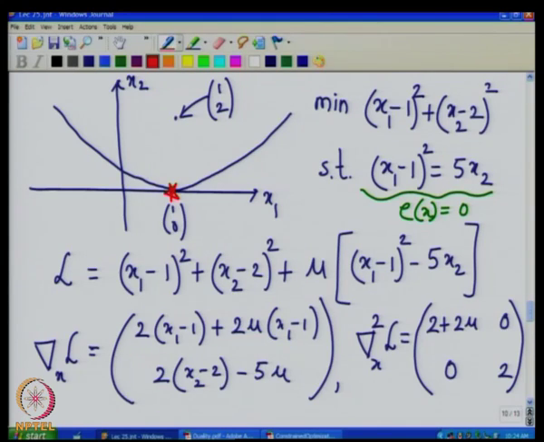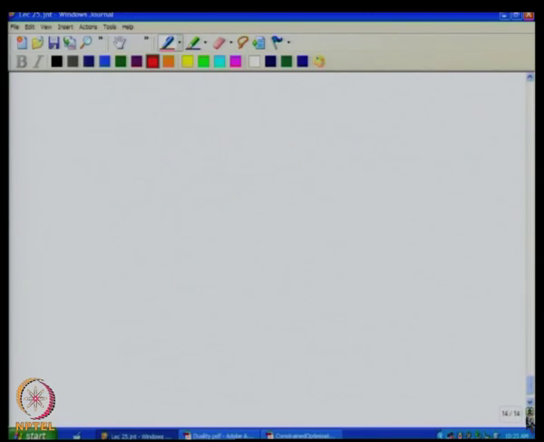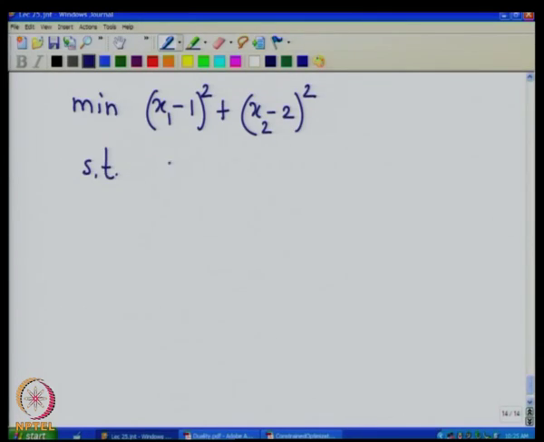Now let us consider this problem again. So, we have minimize (x1 minus 1) square plus (x2 minus 2) square subject to (x1 minus 1) square is equal to 5x2.